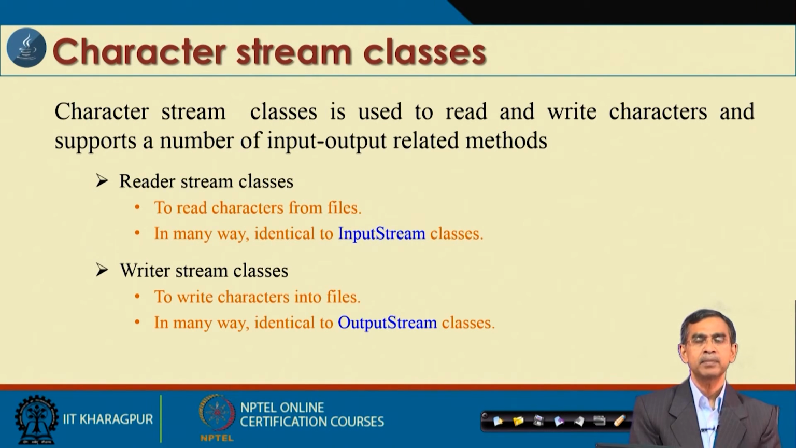Now, the reader stream class, as I mentioned, is used to read characters from some input source, and in many ways it is very similar to input stream classes. On the other hand, writer stream classes write characters into the output destination targets. It is also in many ways very similar to the output stream classes.